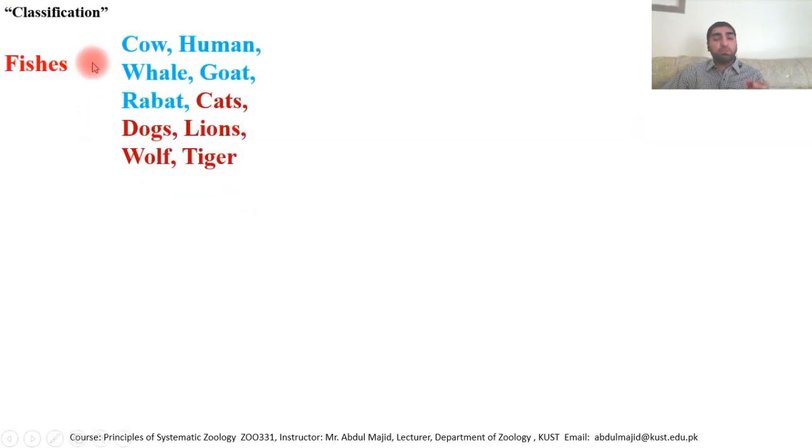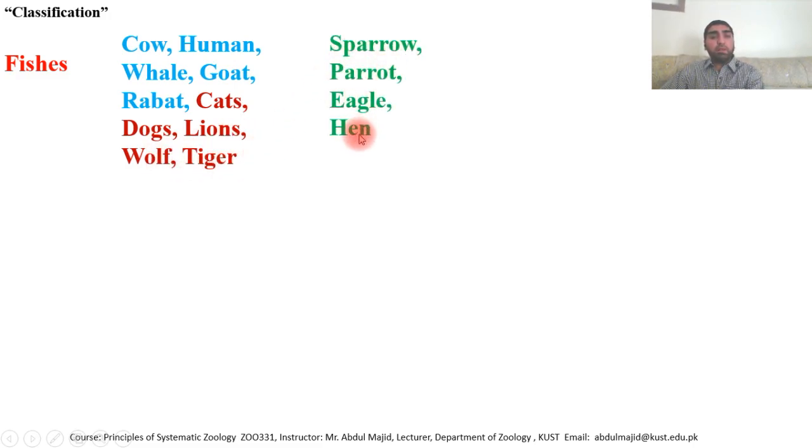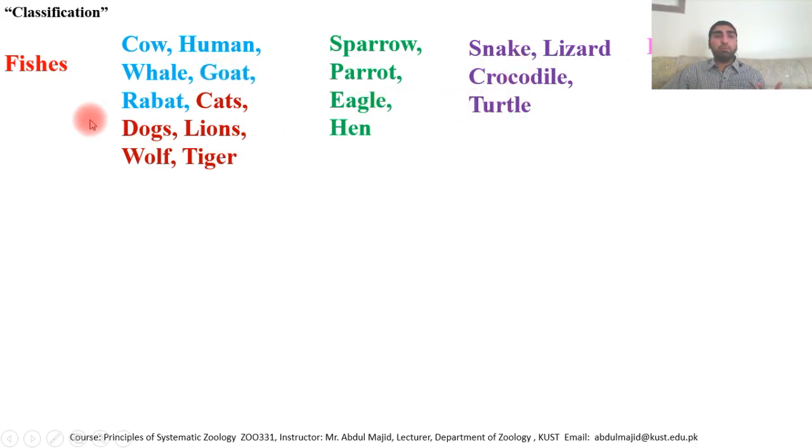And again, then what we do, we place these fishes, cow, human being, whale, goat, rabbit, cats, dogs, lions, wolf, tigers, sparrow, parrot, eagle, hen. Now look at the difference. Fishes are very different from cow, human, whale, goat, tiger, and lion. Sparrow is very different from these. These are birds, these are mammals, and these are fishes. And then snakes, lizards, crocodile, turtles. Again, they are very different from each other. And then frogs and toads, again very different from human beings, from a sparrow, from everyone.